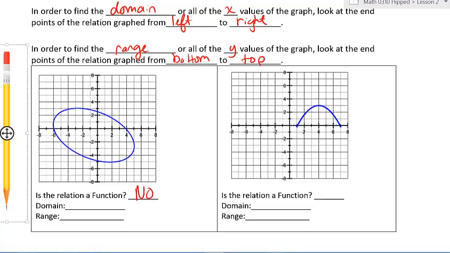Now, even though it's not a function, it does have a domain and a range. When we're talking about domain, we're talking about the endpoints from left to right. So how far left can this graph go? Well, the farthest left it can go is -6. And then the farthest right this graph can go looks like +5 to me. So the lowest it can go is -6, the highest it can go is 5 in the x direction.